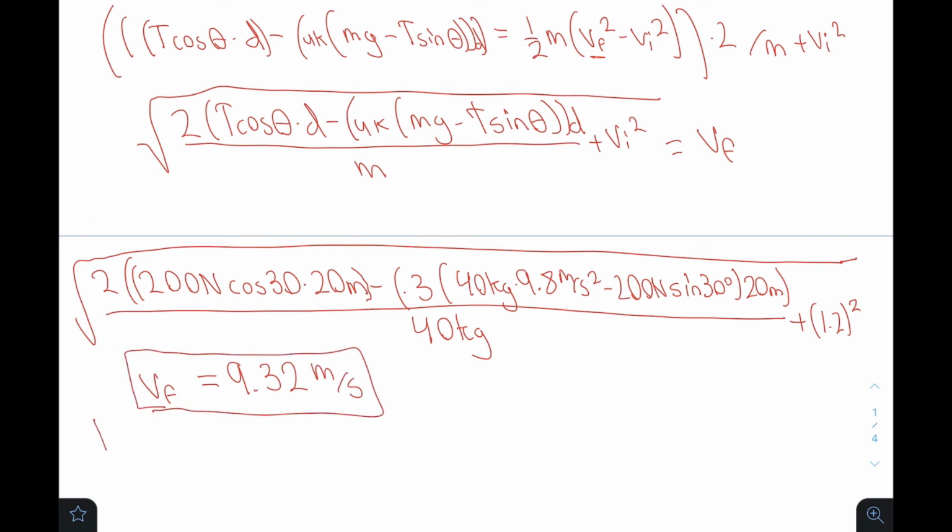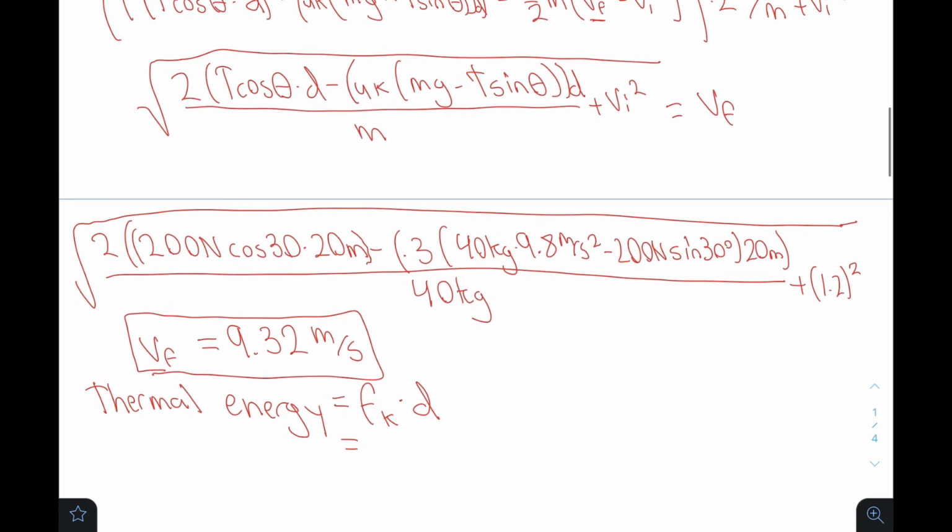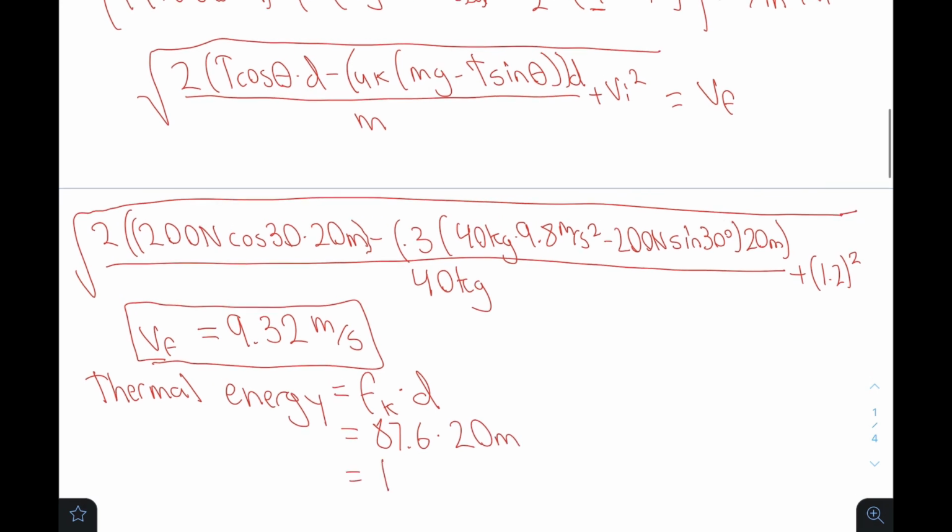Now, for the second part, the thermal energy, we were taught that thermal energy is equal to the friction force times displacement. And that is simply going to be 87.6 times 20 meters, which is equal to 1752 joules as the thermal energy.